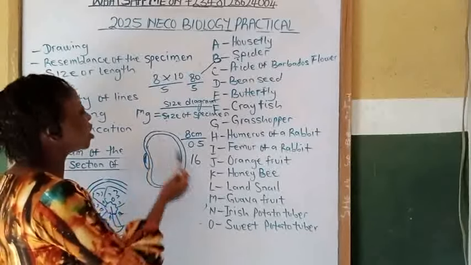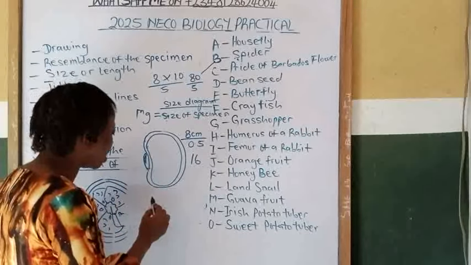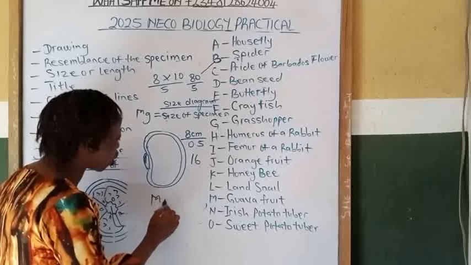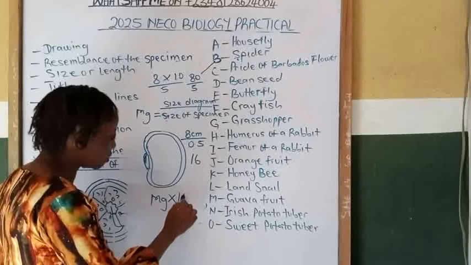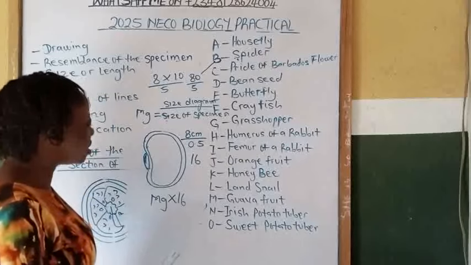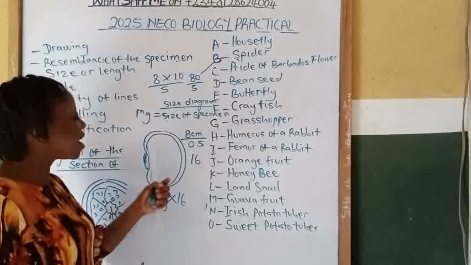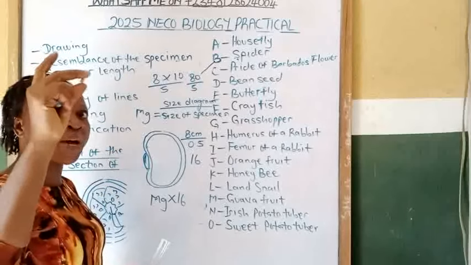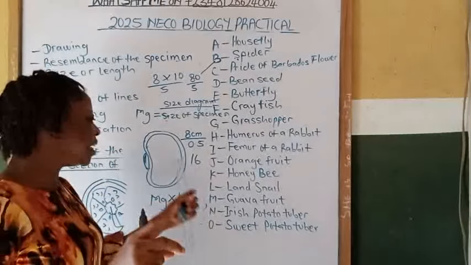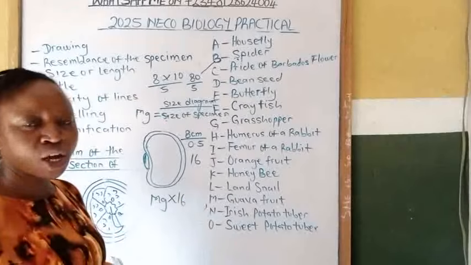So my magnification is 16. Then it should be written under your diagram. MG times 16. It shows that your diagram on the board is 16 times your specimen.